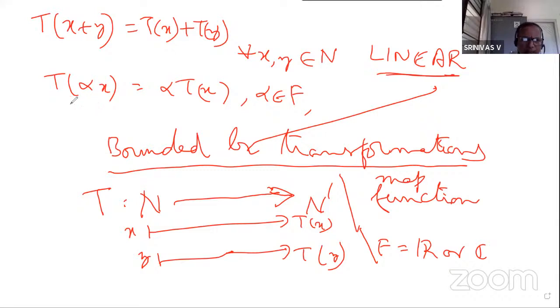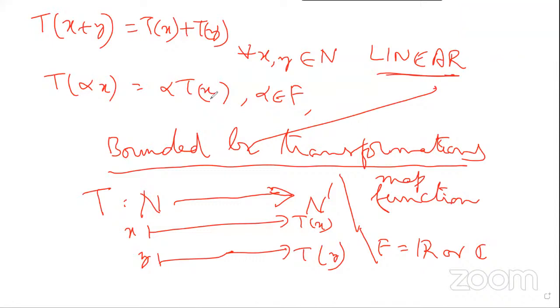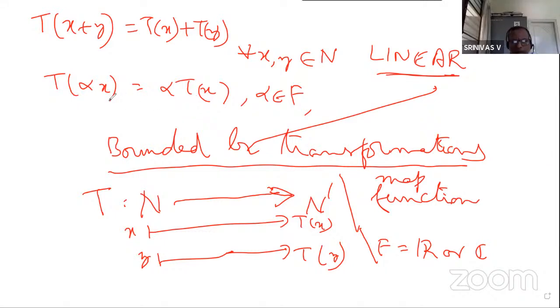And here, the T image of the scalar product alpha times X is alpha times the vector T of X. This is the scalar multiplication in N. X is coming from N, alpha is from the field, so alpha dot X is coming from N. This is the scalar multiplication in N.